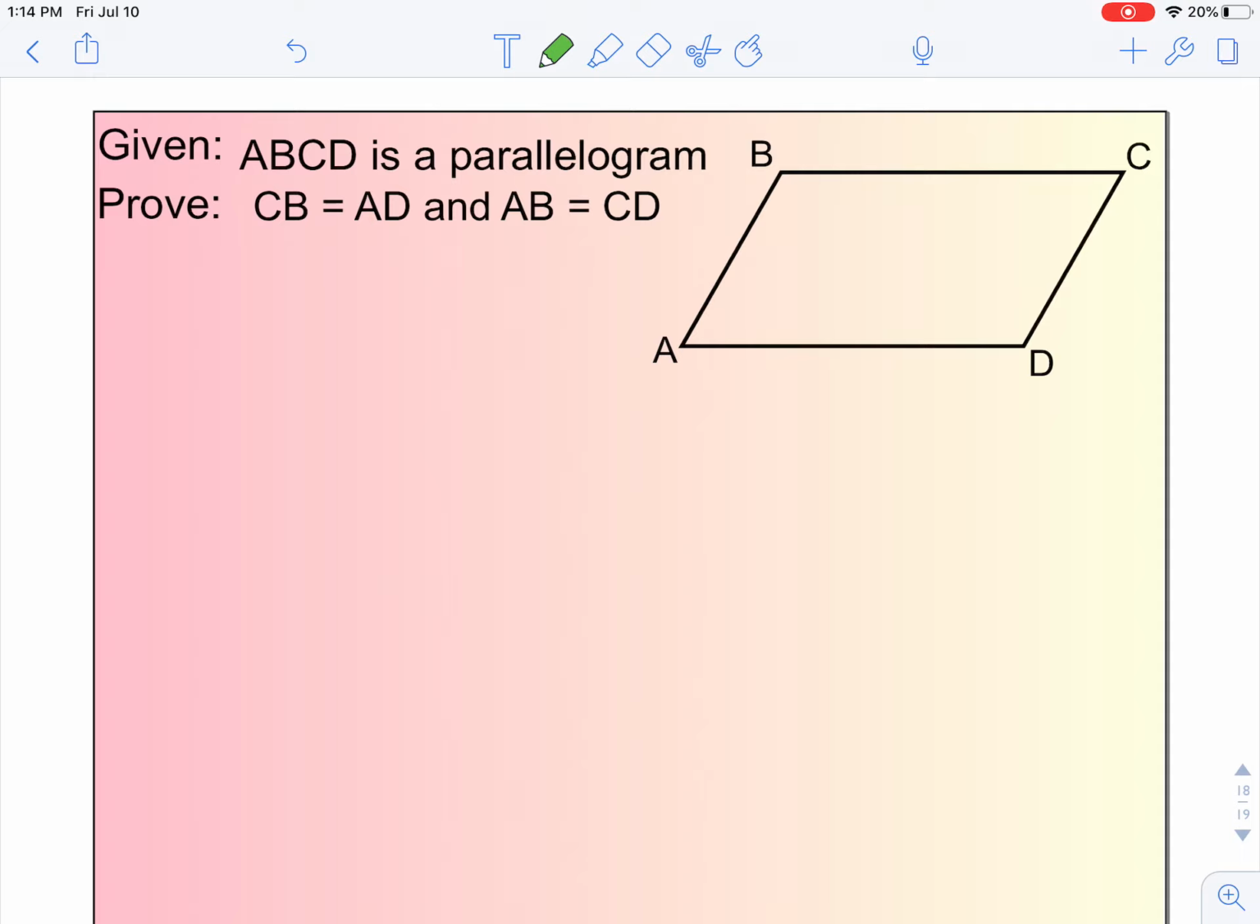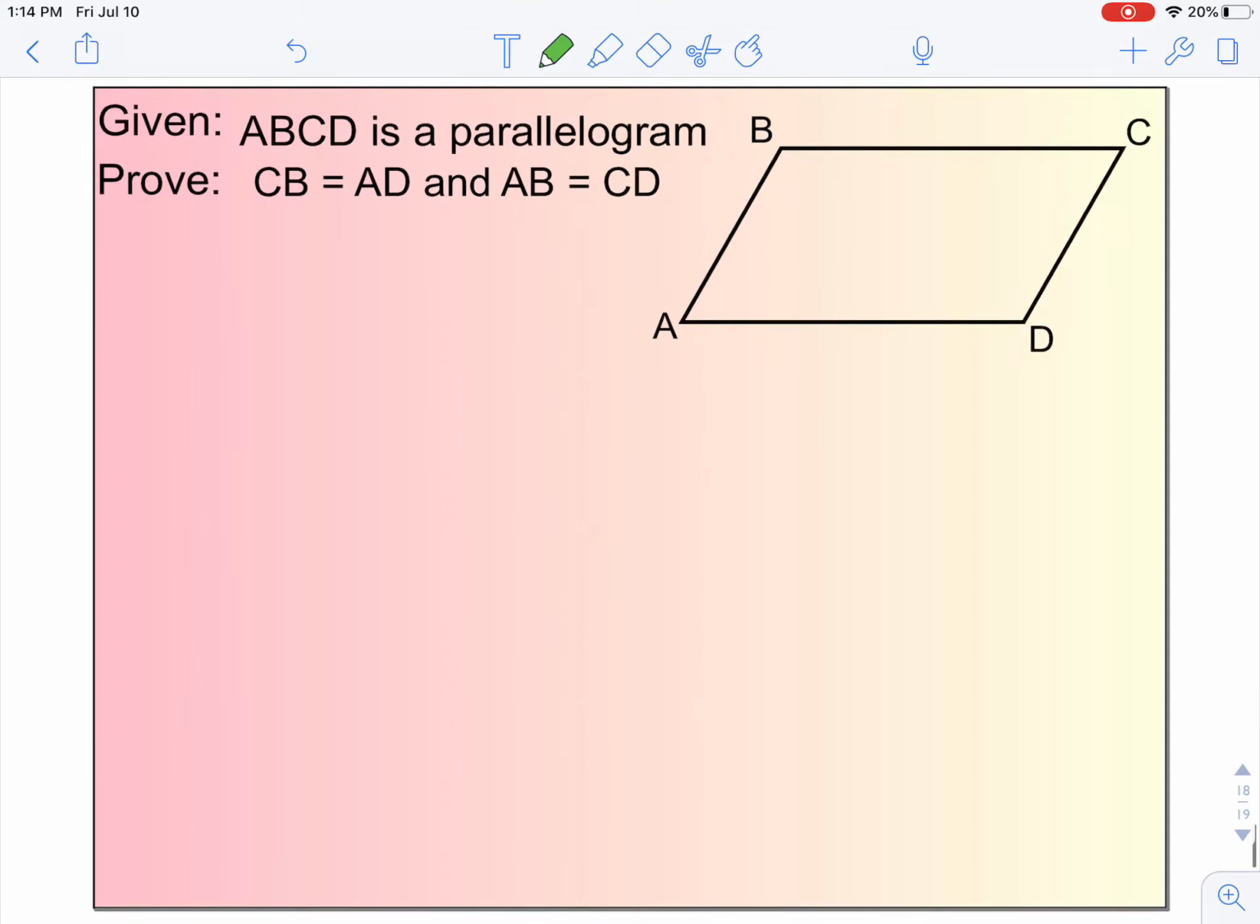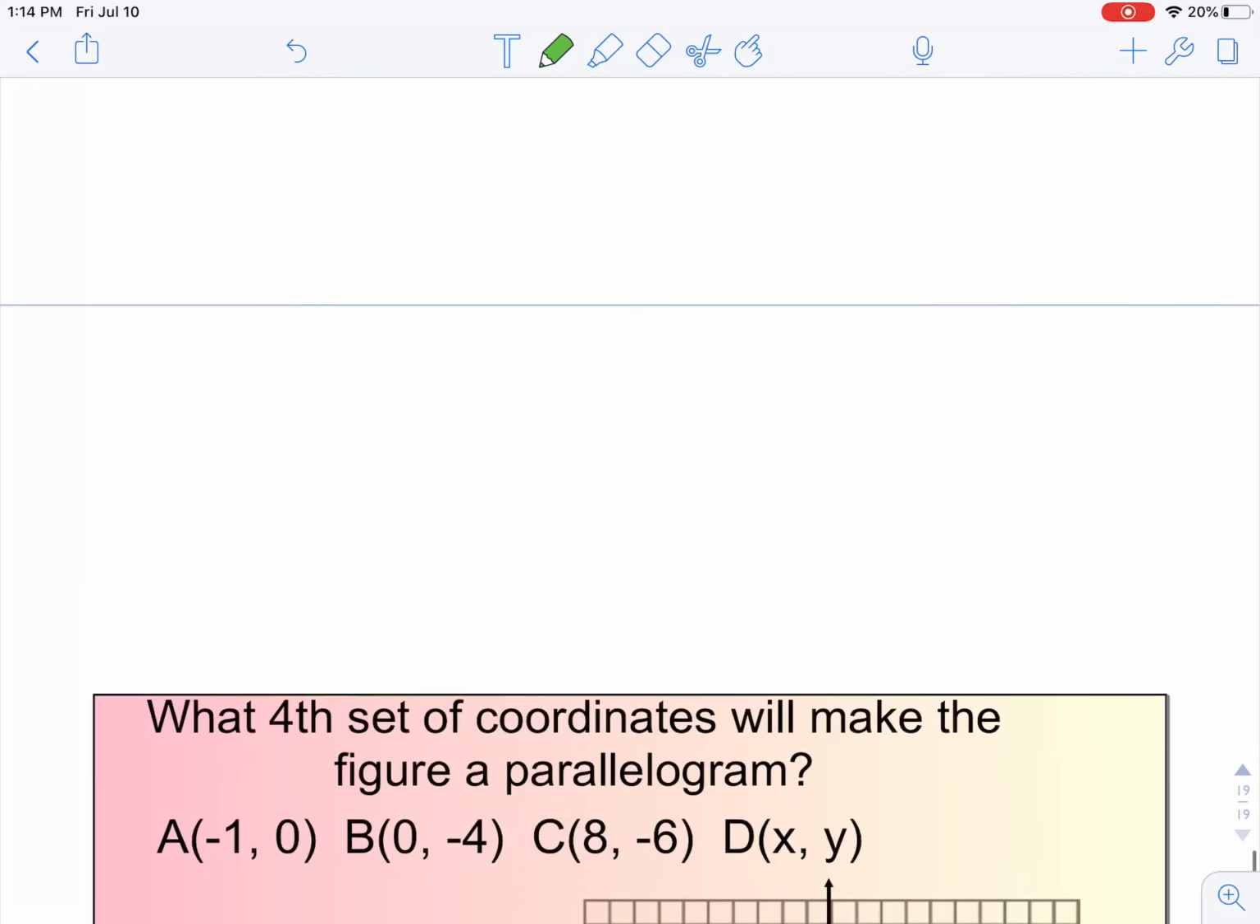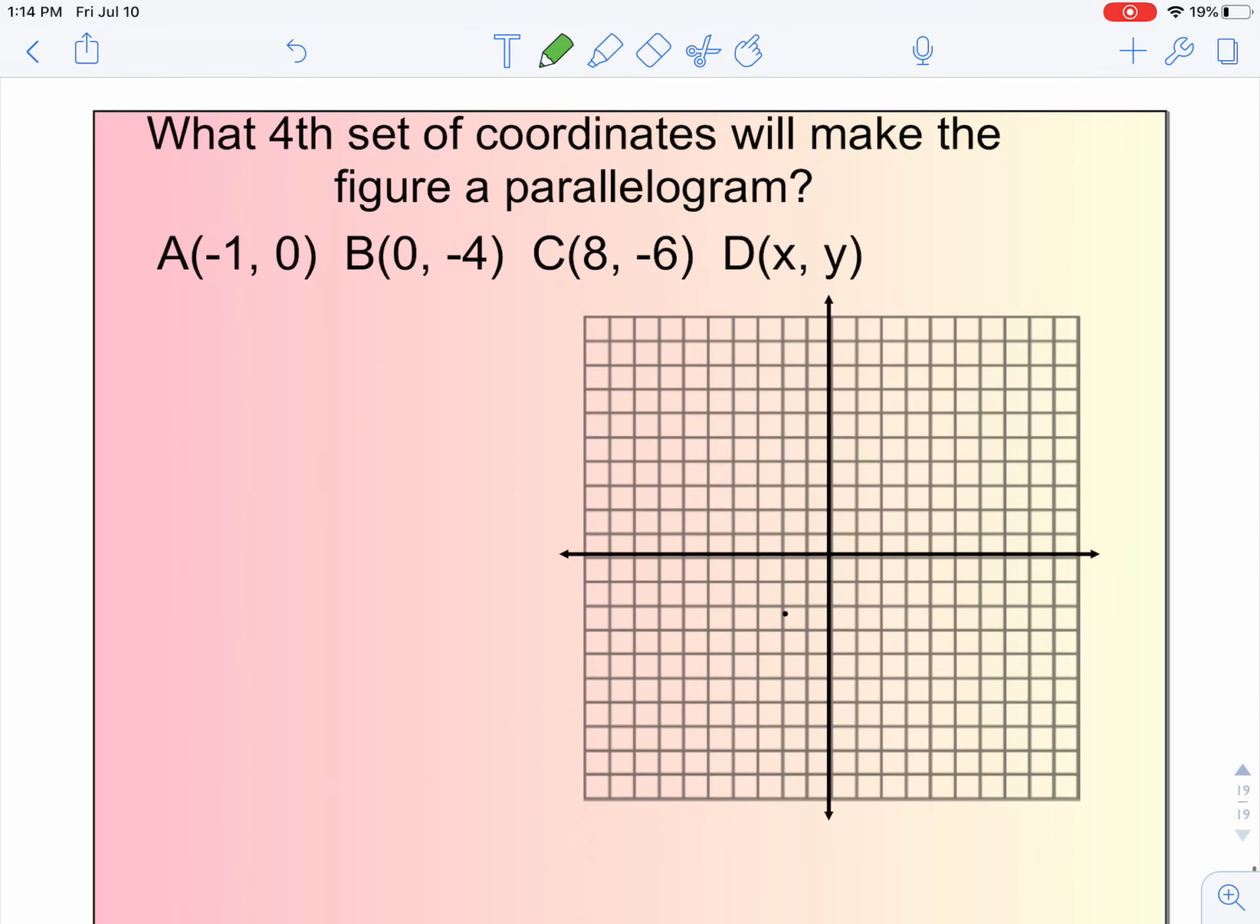Okay, so now it says, given that ABCD is a parallelogram, prove that CD is equal to AD and AB is equal to CD. So I kind of walked you through some proofs. I'd like you to try this on your own. You don't have to do a 2-column proof. You can do just a paragraph proof, but let's see how far you can get on this one on your own. And then again, you can find the information in the notes to see whether you have done it correctly.